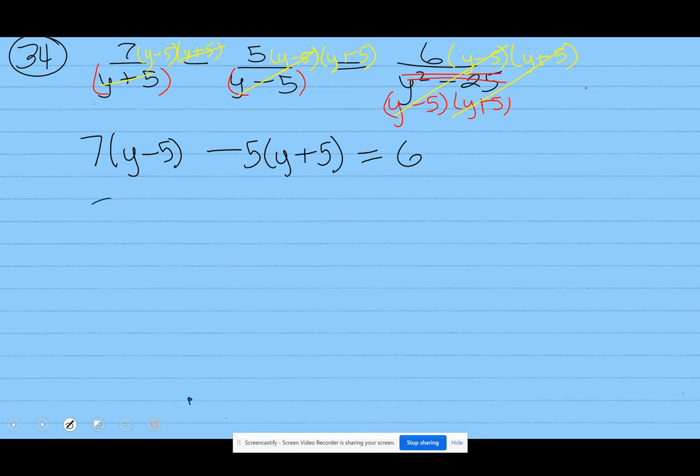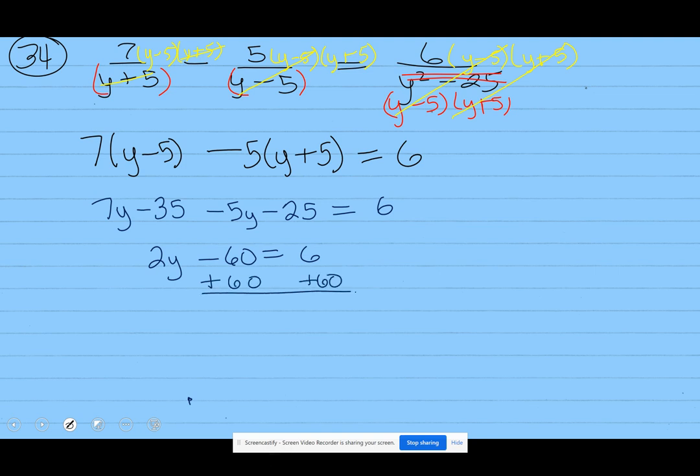You should be able to do this. I've got 7y minus 35 minus 5y minus 25 equals 6. Collect my like terms. I get 2y minus 60 equals 6. Is that right? Yep. Add 60 to both sides. And I get 2y is equal to 66. Divide both sides by 2. And I get y is equal to 33.